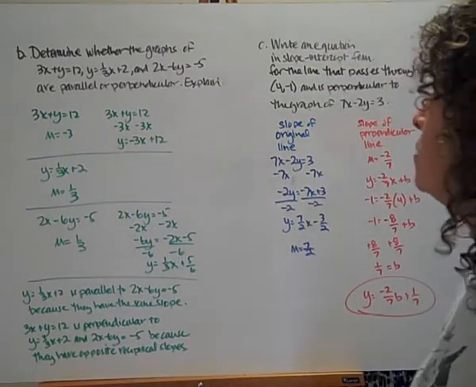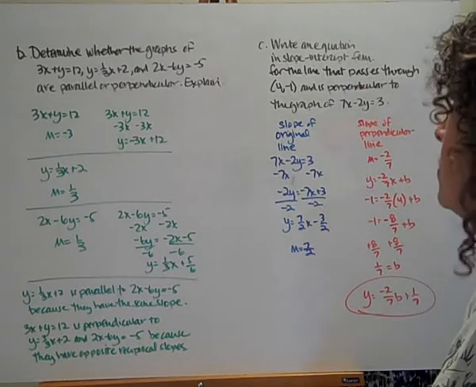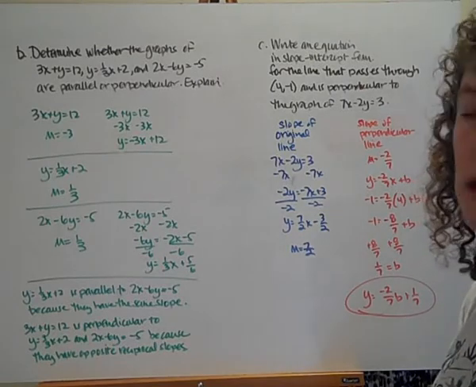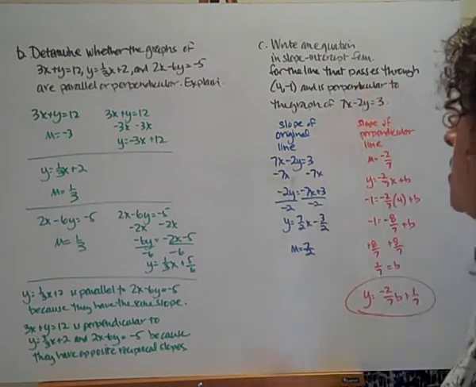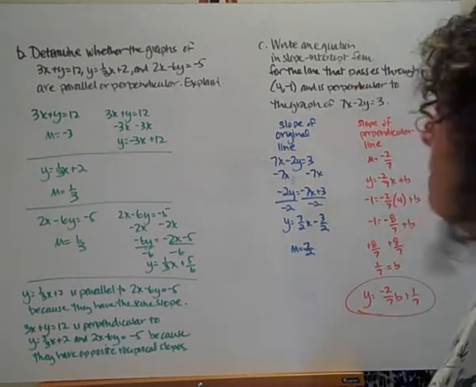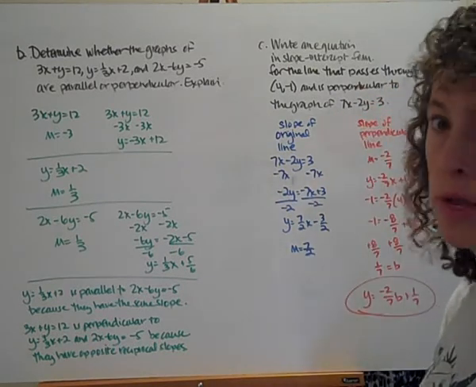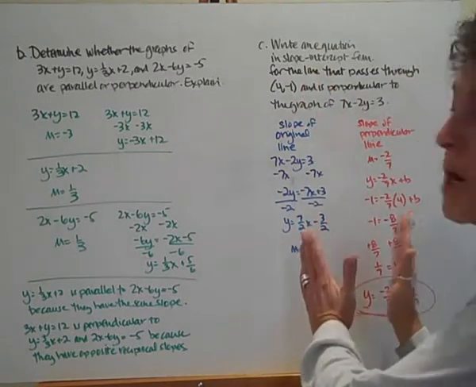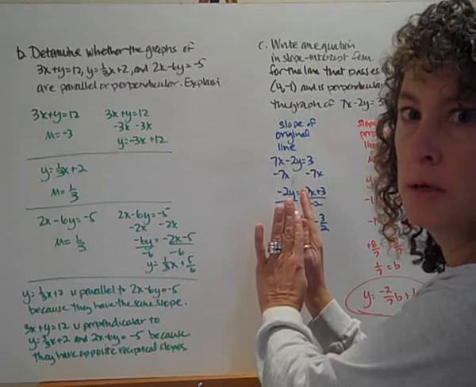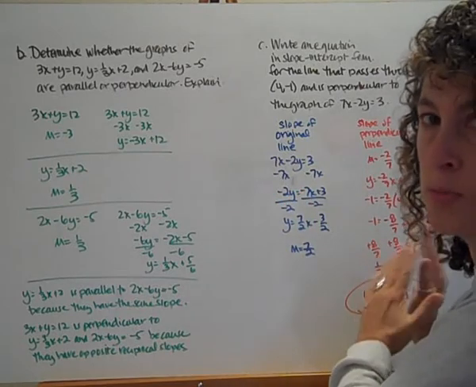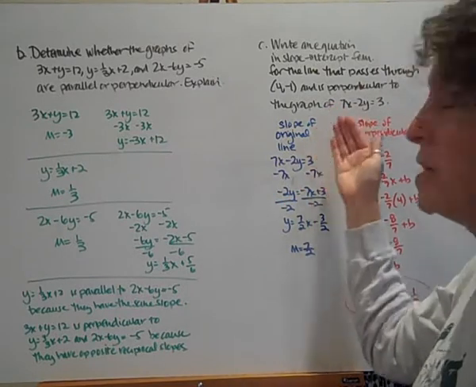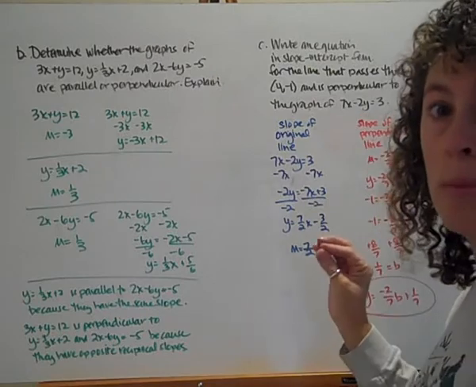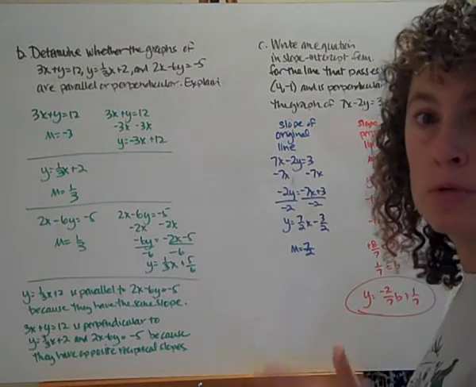All right, last one. Write an equation in slope-intercept form for the line that passes through (4, -1) and is perpendicular to the graph of 7x minus 2y equals 3. I like to really break this up into what's my original line and then what's my new, in this case, perpendicular line. So for my original line, I need to find the slope because what I know about perpendicular lines is they have opposite reciprocal slopes.